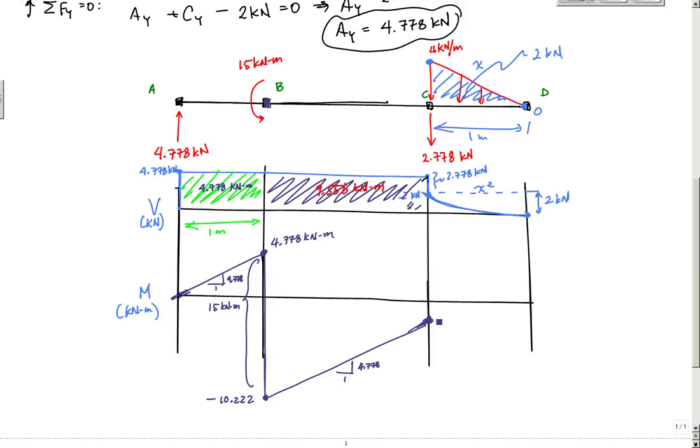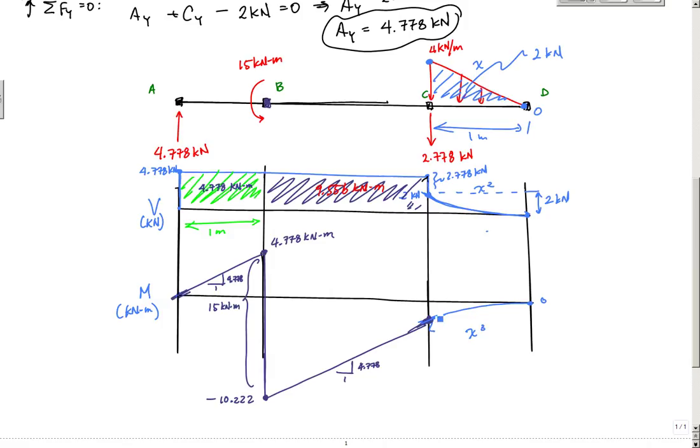And now, lastly, is this last part. I have a linearly distributed load. I have a parabolic shear, and then again another antiderivative. So that means I would have a cubic moment diagram whose slope here is positive 2, okay? Positive 2 right here, and then the slope down here is 0. And so I know that I'm going to have something that goes like that. And this should be an x cubed function.